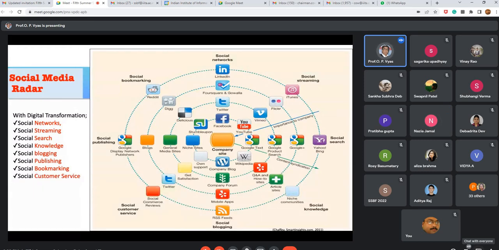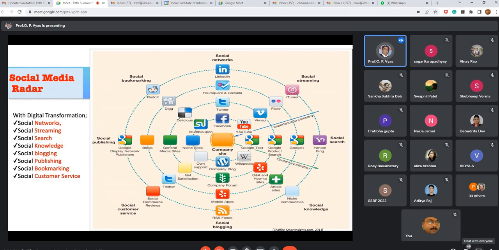If you look carefully from the top, social networks, which definitely have all the ingredients, like LinkedIn, Foursquare and Gowalla, then also Twitter and Facebook, have social streaming. They are also part of your consideration. YouTube, Vimeo, Flickr, iTunes. Then, very importantly, the social search. The Google search engine started with Google Product Search, Google Plus, Yahoo. Similarly, a social knowledge, which includes Wikipedia and Q&A sections, article sites, and niche communities.